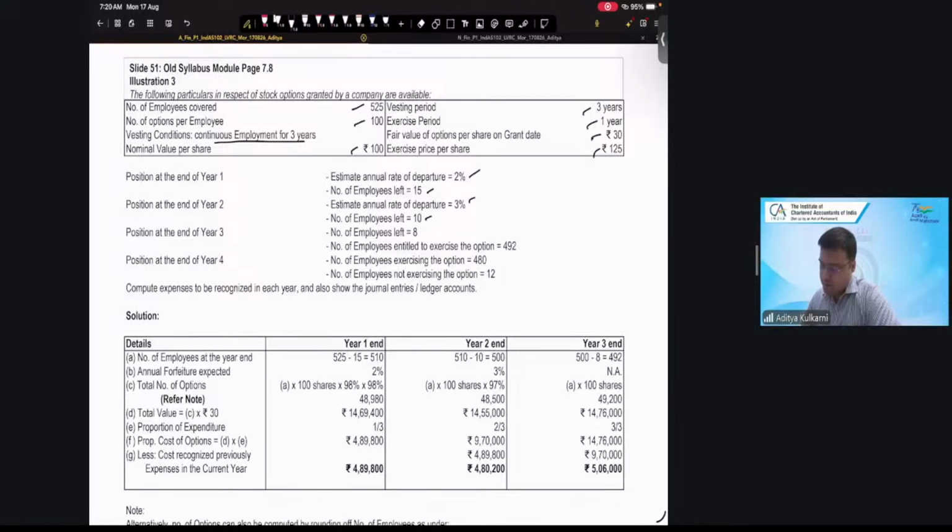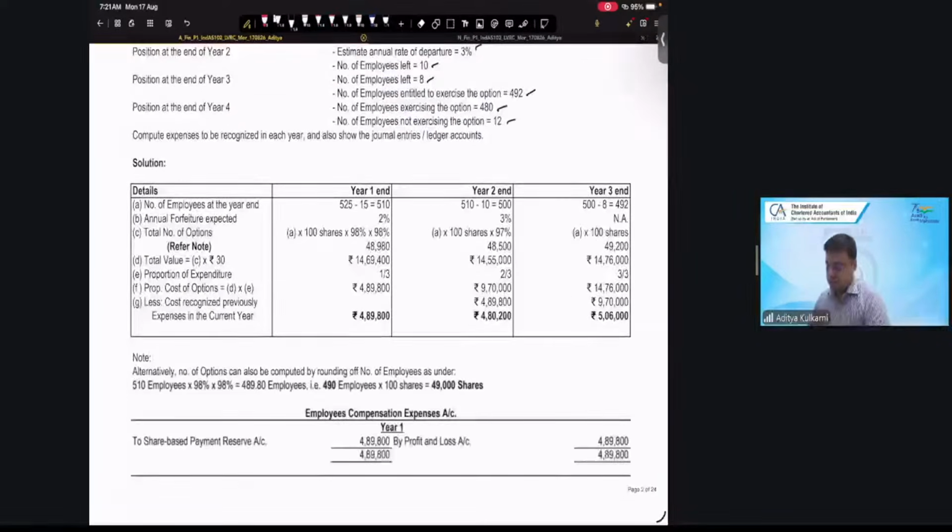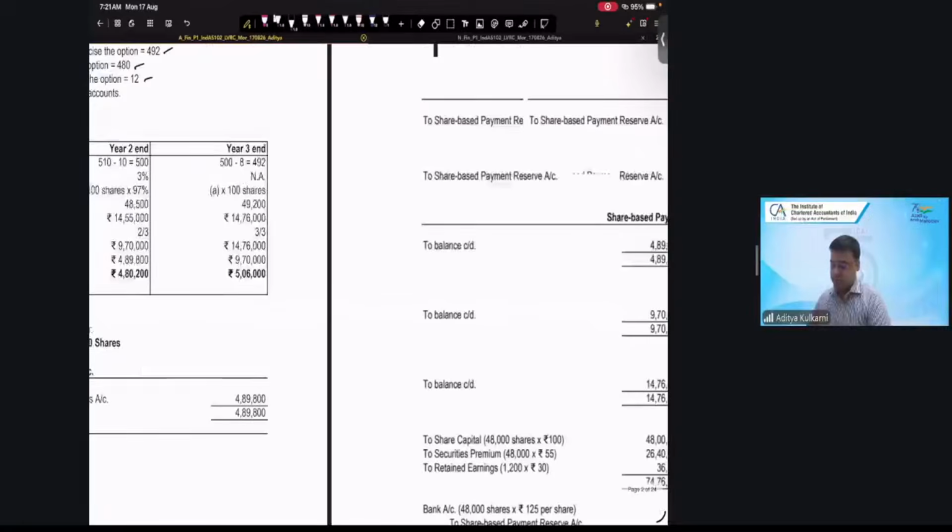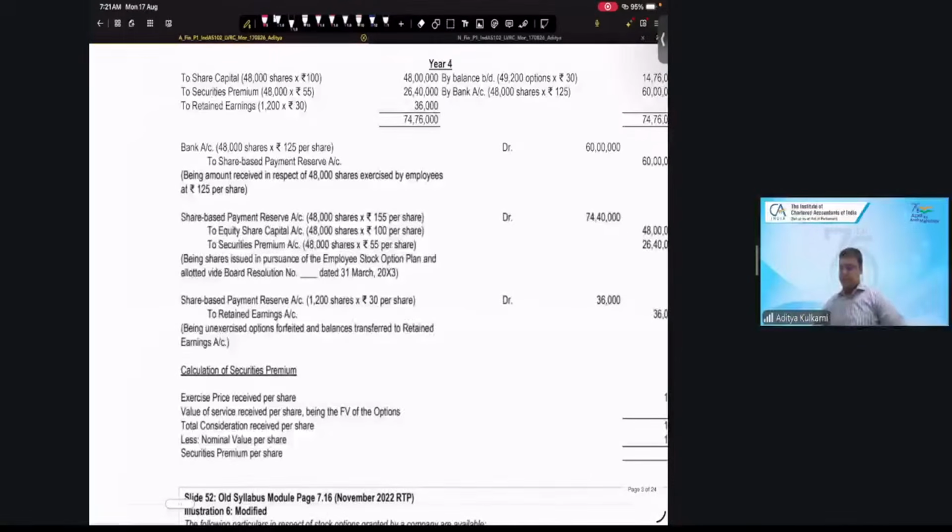Okay, so position at the end of year 1, estimated annual rate of departure 2%, number of employees actually left is 15. Estimated annual rate is 3% at the end of year 2. Number of employees left is 10. At the end of year 3, number of employees left is 8. Number of employees expected to be entitled to exercise the option 492. Number of employees exercising the option 480. Number of employees not exercising the option equals 12. Compute the expense to be booked each year. Show the journal entries and ledger accounts. Okay, fine. So now let us start.